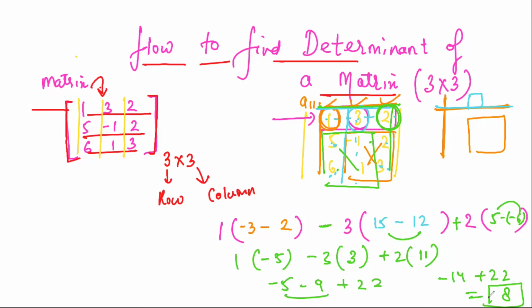So please remember this thing. The determinant you can only find of a square matrix. Square matrix means where the rows and columns are the same. If the rows and columns are not the same, then you are not able to find the determinant. You will find the determinant only when the number of rows and number of columns are the same, right?